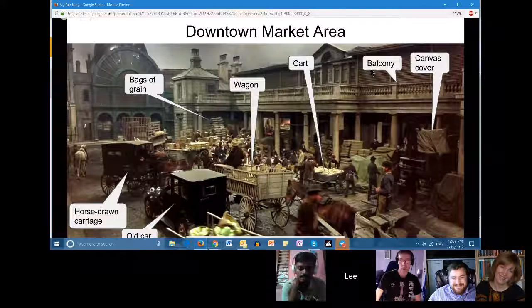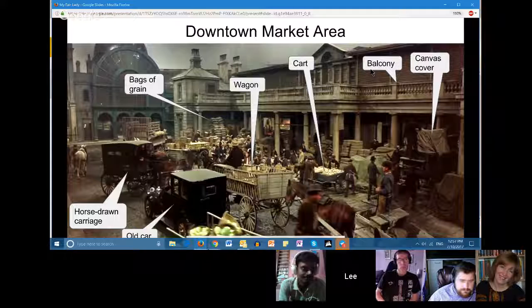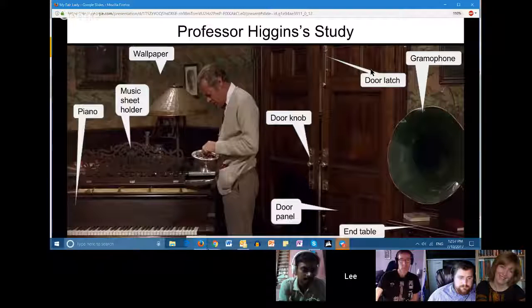Just to point out something that might be interesting for you. Nothing really interesting here. Cart, wagon, bags of grain, a horse-drawn carriage. Drawn here means pulled, a horse-pulled carriage. A gramophone is an old kind of sound amplifying device.